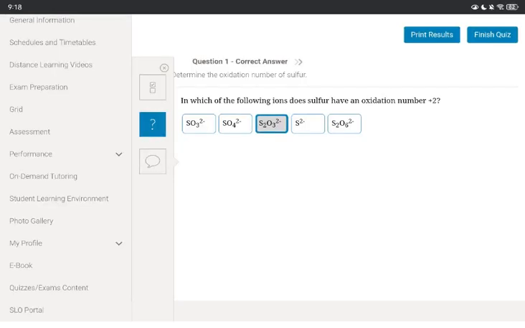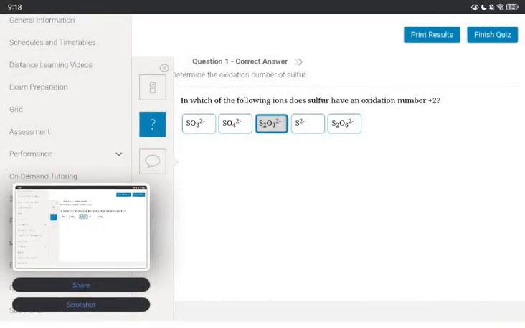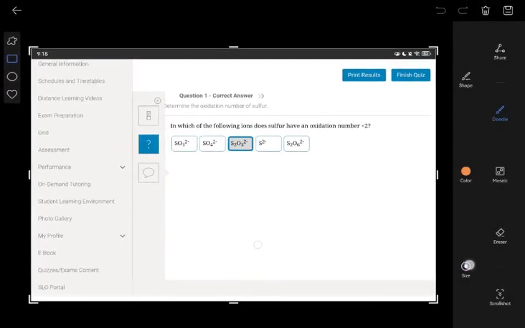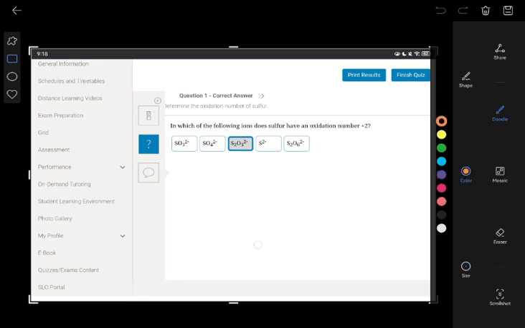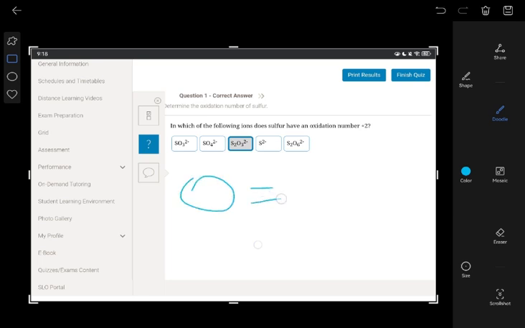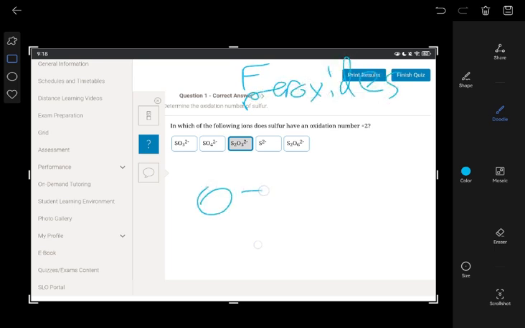This is going to be a 4.6. The way you calculate the oxidation number, there were 8 rules you had to memorize. One of the rules is O, if it's not with F, so F, and you have peroxides. Other than that, O always equals -2.